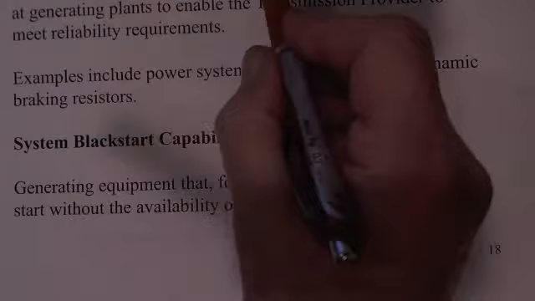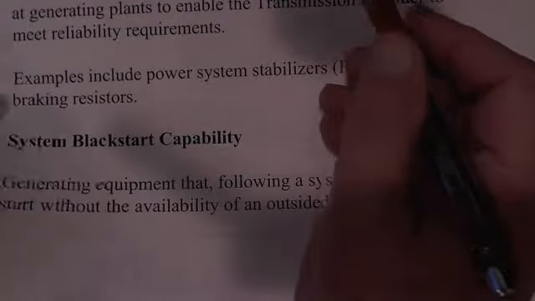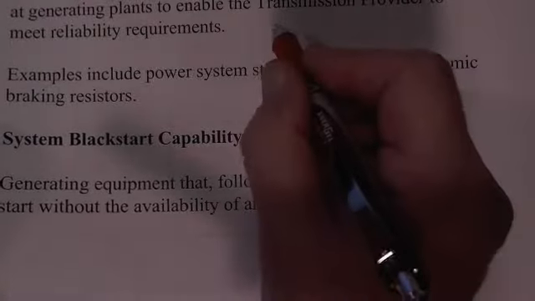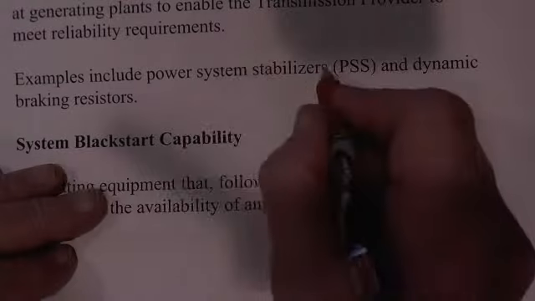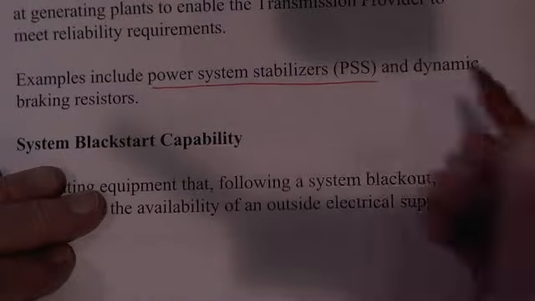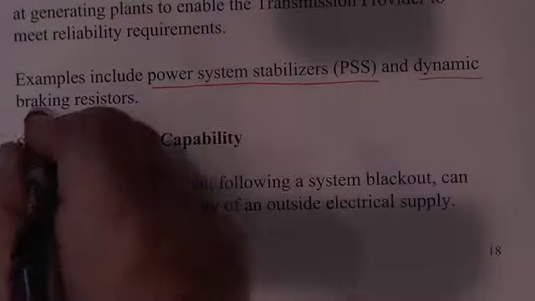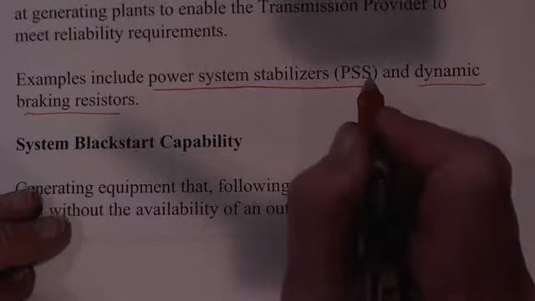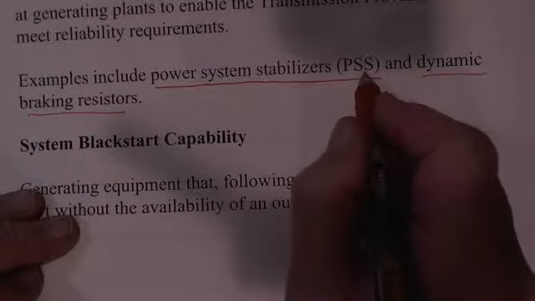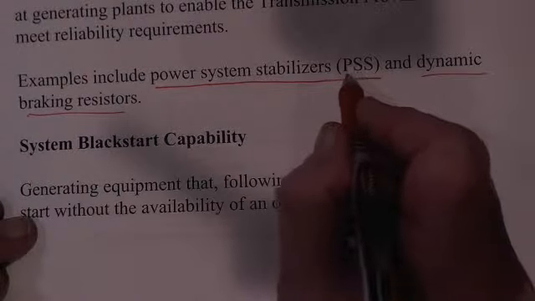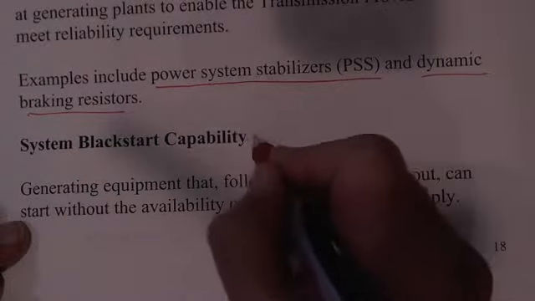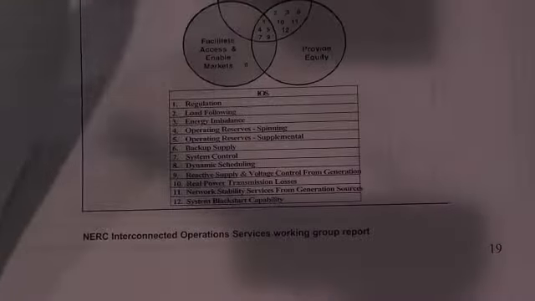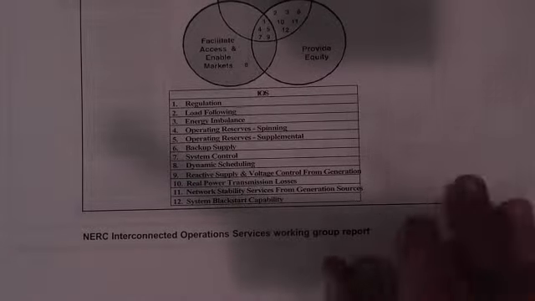Network stability, procurement, operation, maintenance of special equipment at the generator to retain stable operating, and then what they call the power system stabilizers, dynamic braking. These are very special devices. A power system stabilizer allows them to control the voltage on the generator very, very rapidly to damp out oscillations on the system. Black start says that you've had a blackout. How do you get the system to come back on?